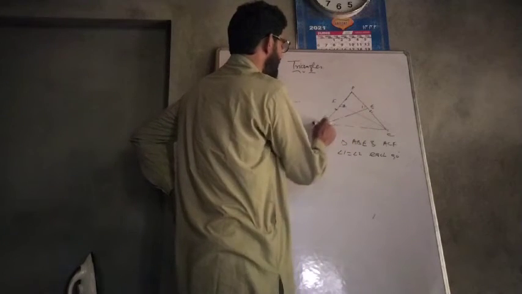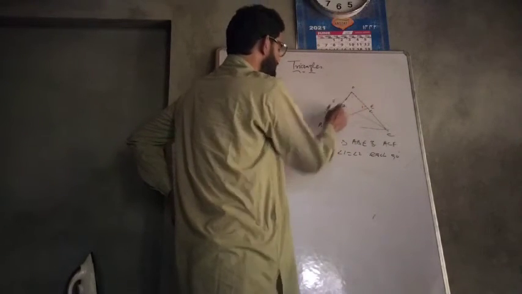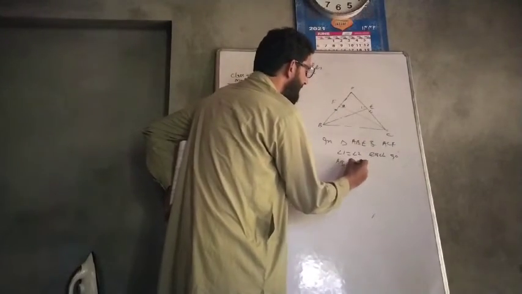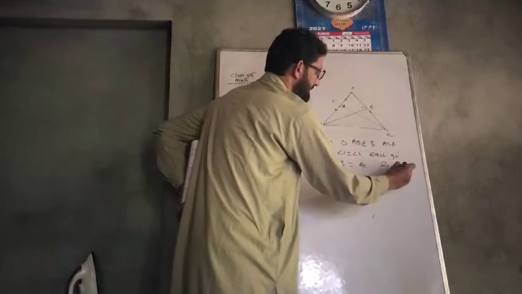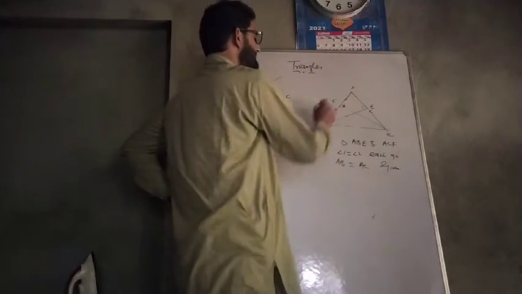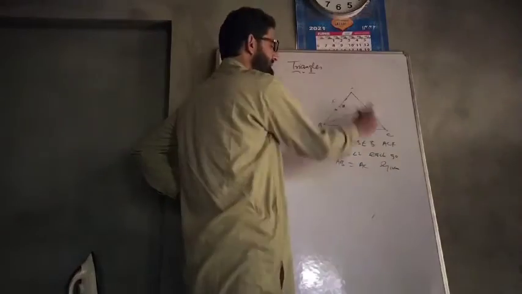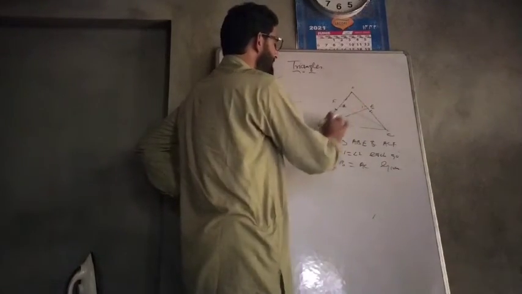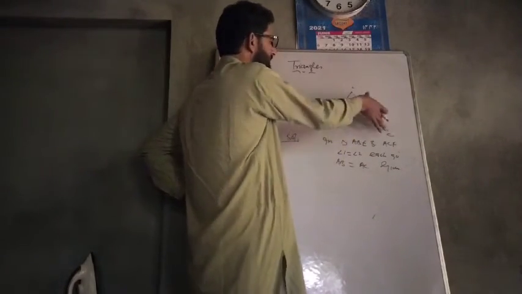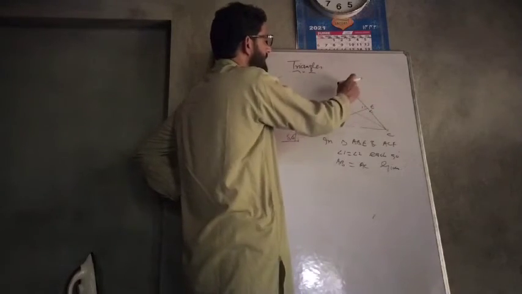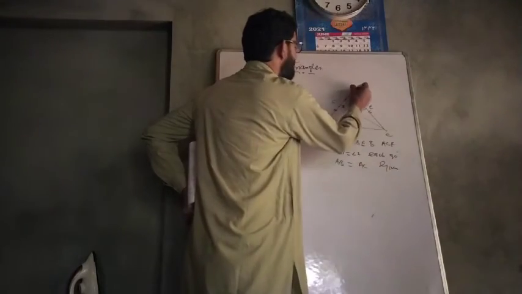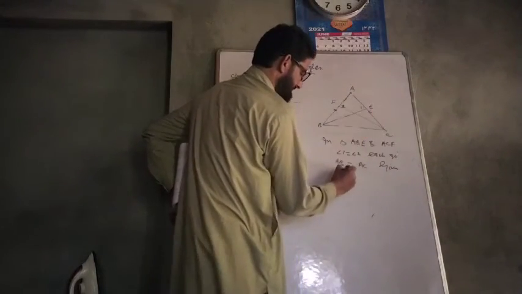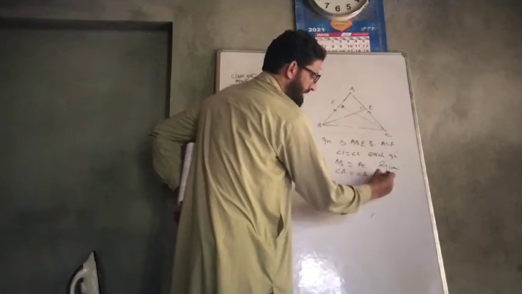Also, side AB is equal to side AC, because the triangle is isosceles. This is given. Because triangle ABC is an isosceles triangle, AB is equal to AC. So AB of triangle ABE is equal to AC of triangle ACF. Also angle A belongs to both triangles. Angle A is equal to angle A. This is common.